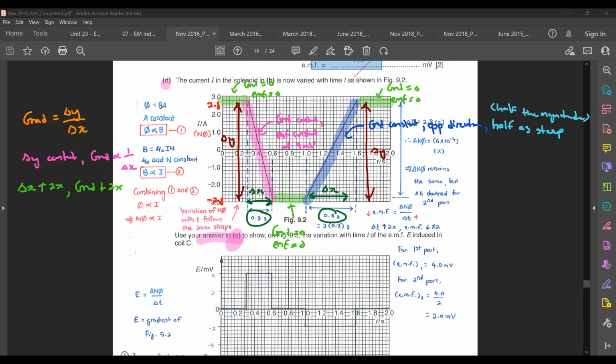So how does this translate to your EMF value then? You can then now say this when it comes to your EMF value. Your EMF is going to be constant, opposite direction, and half the magnitude. Therefore, your EMF is negative 2 millivolts.